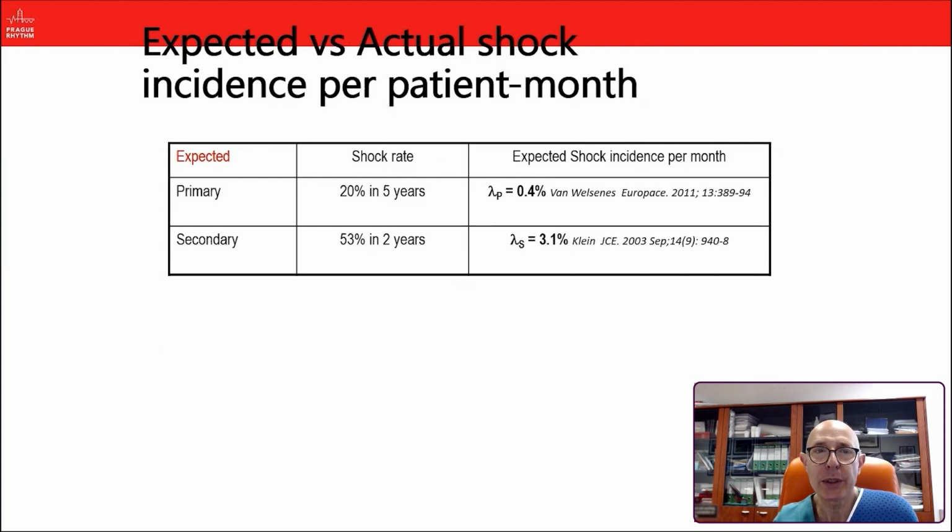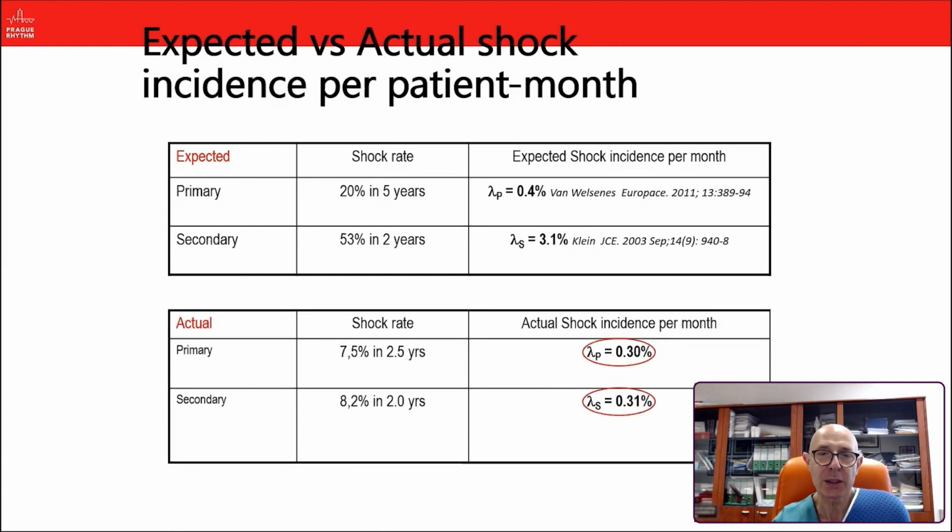Now, the study was powered to prove advantage in the ablation arm according to the incidence of shock gathered from prior studies. That was 20% in 5 years in the primary prevention group and 53% in 2 years in the secondary prevention group, leading to a lambda shock incidence per month of 0.4 in the primary prevention and 3.1 in the secondary prevention group. But actually, what we observed was a much lower incidence of shocks. Numbers were 0.3% shock incidence per month in both the primary and the secondary arm.